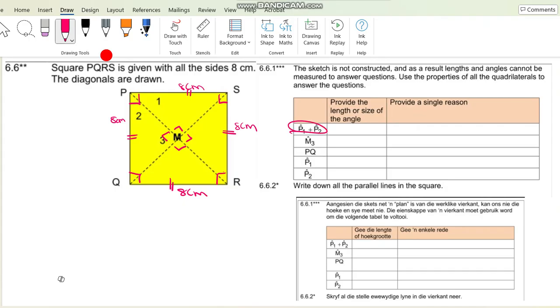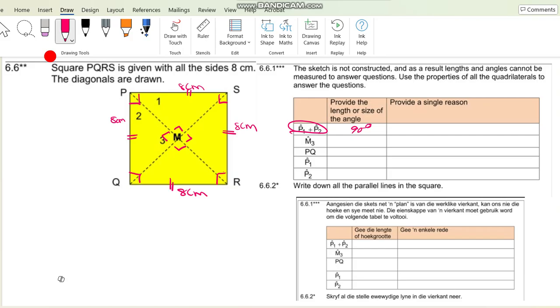With this question here, what is the angle if you put P1 and P2 together? So why would they ask that? Because it's one angle, because there's a diagonal line running through it and they named it 1 and 2. If you put P1 and P2 together, that's going to give you a 90-degree angle, a 90 grade. And why? Because a square's angle is always 90 degrees. 'n Vierhoek se hoeke is altyd 90 grade.